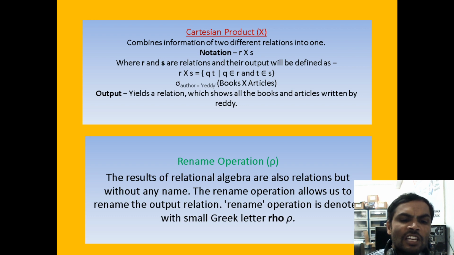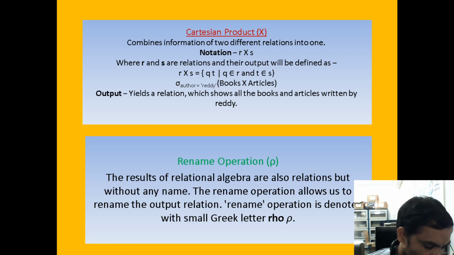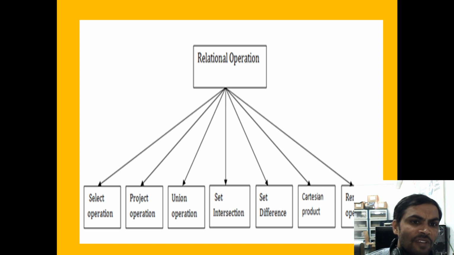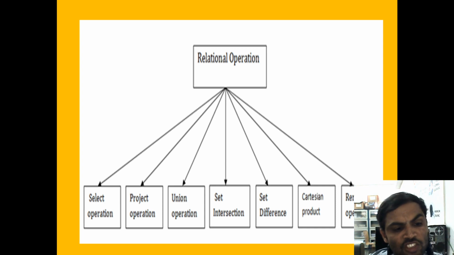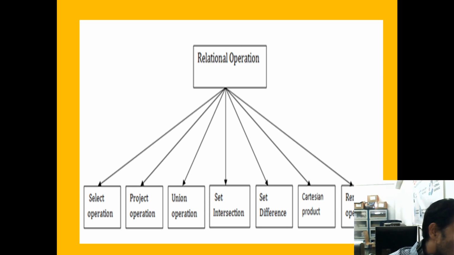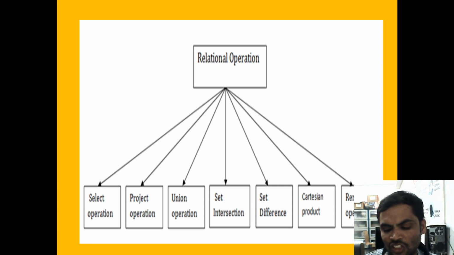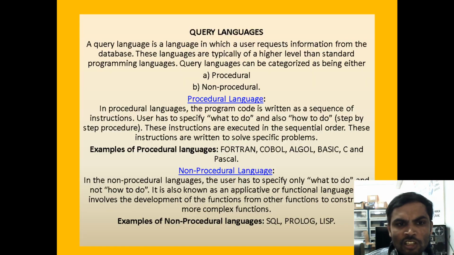Rename: when we use rename, we use the rho symbol. Rho is the notation we call rho. If you want to rename the table name, at that time we use the rename operation. Next we are going to the relational operators. These are the selection operator, projection operator, union, set difference, set intersection, Cartesian product, and rename operations. These are the operations available under the fundamental relational algebra.